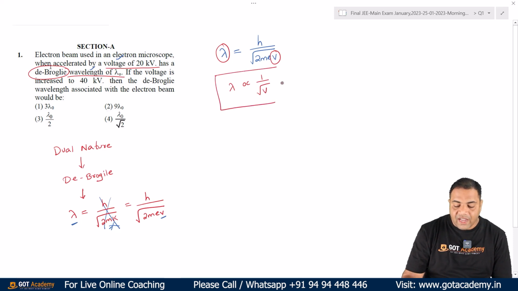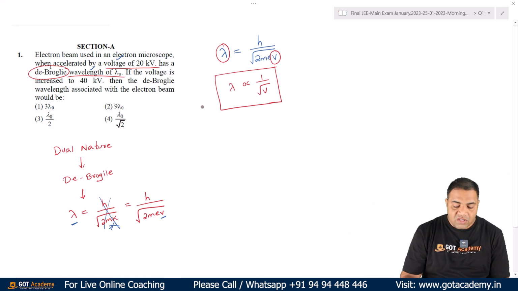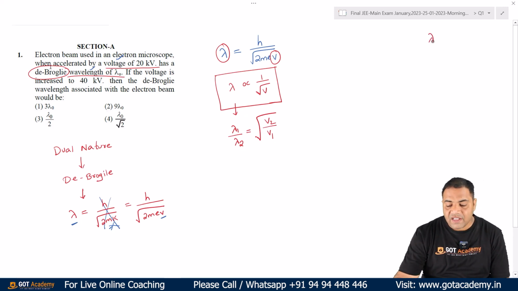This is the way you have to recollect and reframe the formulas that are required for you. Since there are two voltages, we could say V1 and V2, and two wavelengths, one is given as lambda naught and the other one is what he is asking. Since there are two wavelengths, lambda 1 by lambda 2, you can write it directly. Since it is inversely proportional to root V, it is root over V2 by V1. Now, what was lambda 1? Lambda 1 is given as lambda naught. He is asking about lambda 2. Whereas the potential V1 is given as 20 kV and V2 is given as 40 kV.